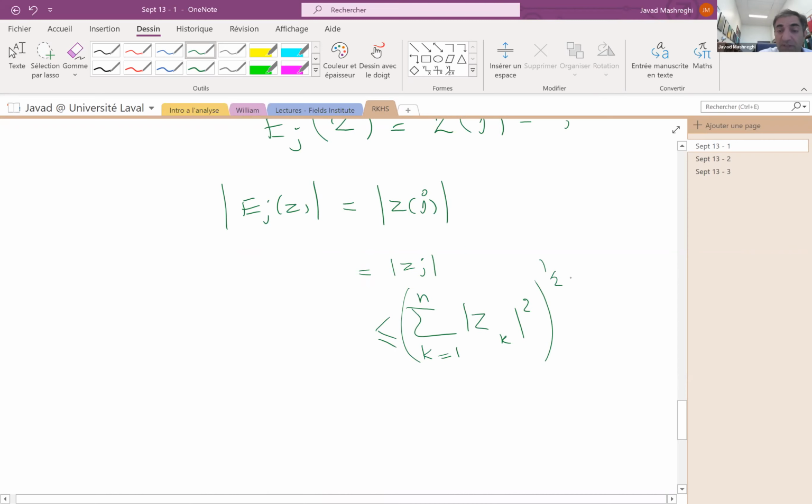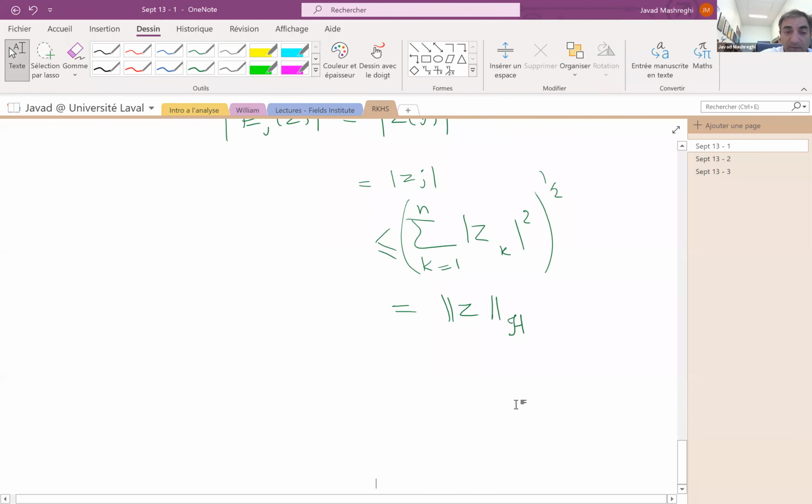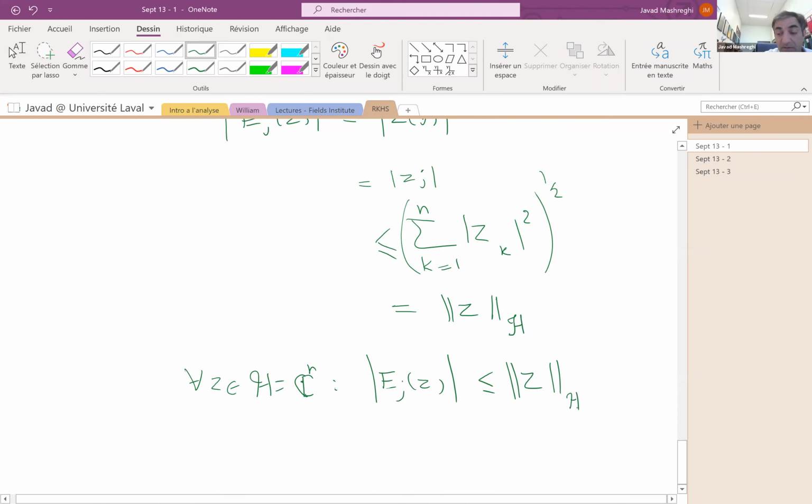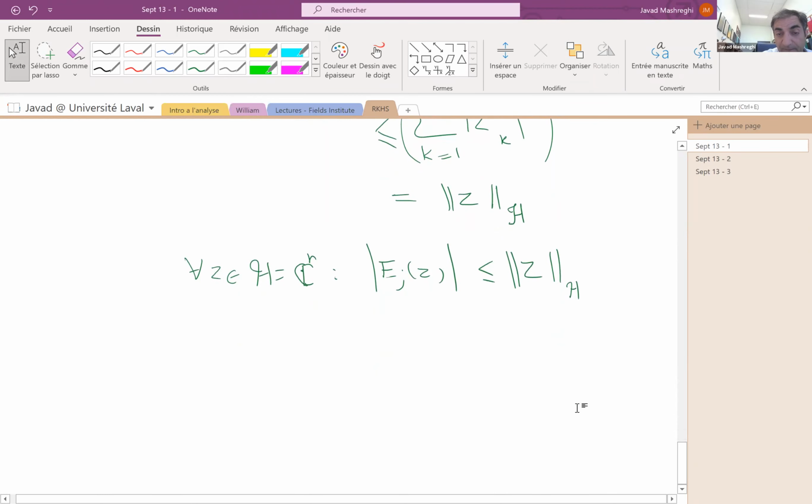So the sum is bigger, and this is precisely the norm of z in our RKHS. So for each z in the space, which is C^n, the absolute value of E_j of z is less than or equal to the norm of z in H. That is precisely what we want. This shows that E_j is continuous on H.